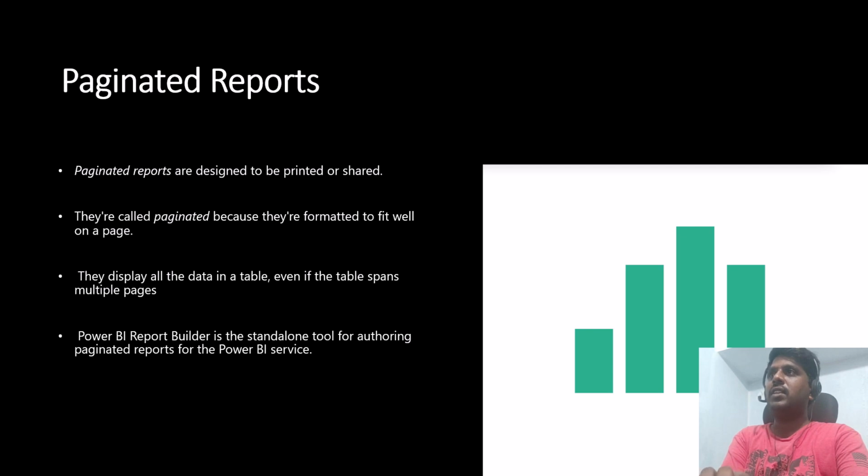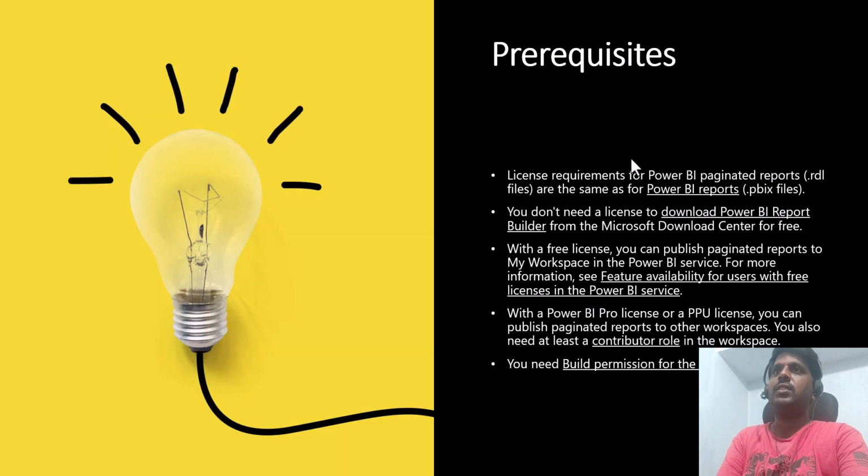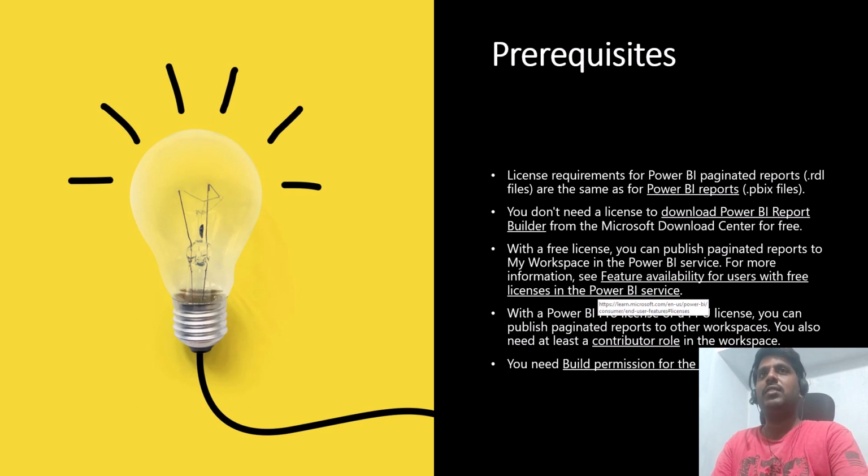As prerequisites, we have a few things which could be required. First, the license requirements for Power BI paginated reports are the same as for Power BI reports, where the file extension for Power BI reports is .pbix, whereas for paginated reports it is .rdl. We don't need a license to download Power BI Report Builder. From the Microsoft Download Center we can download it for free, and with a free license we can publish paginated reports to My Workspace in the Power BI service.